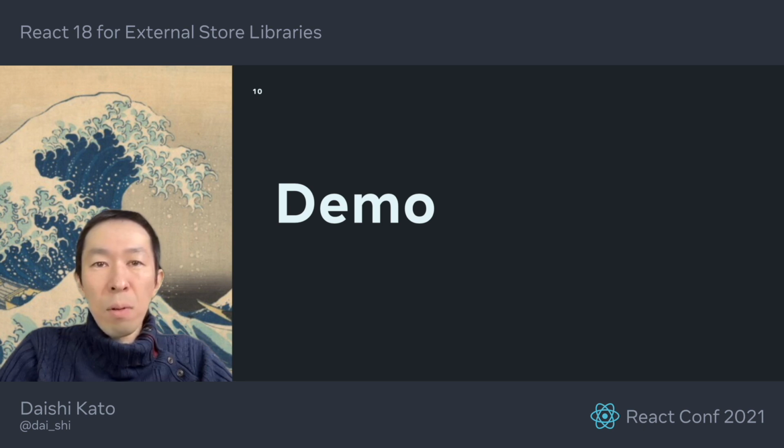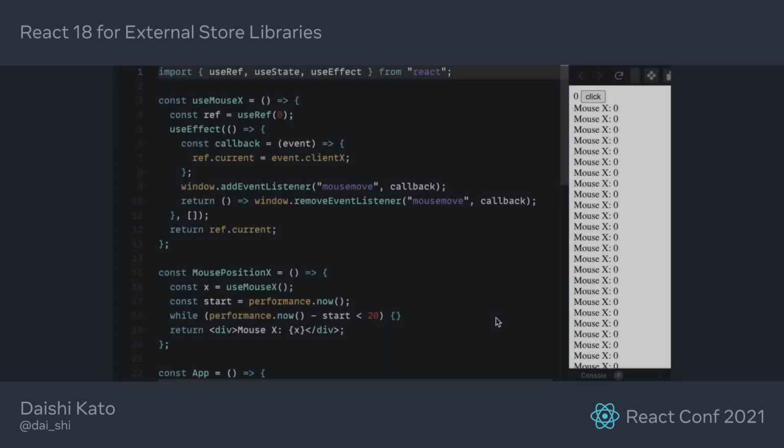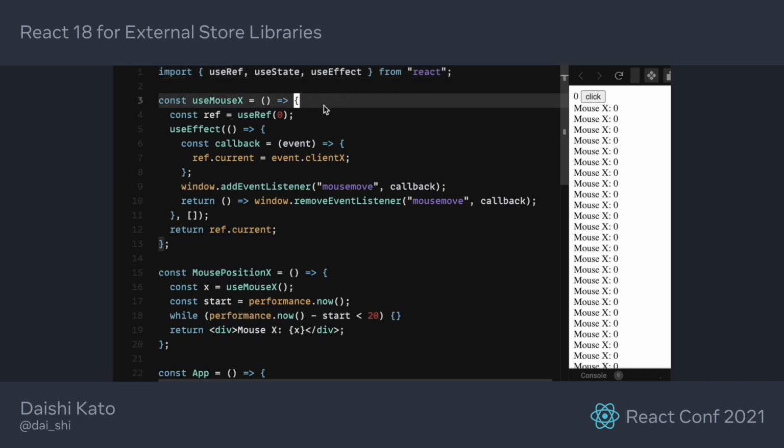It's time for the demo. Let's learn how to migrate using a small example. First, before learning how to migrate, let's take a look at the contrived example to understand the problem. As you see, there's a custom hook called useMouseX. This hook returns the current mouse position X.